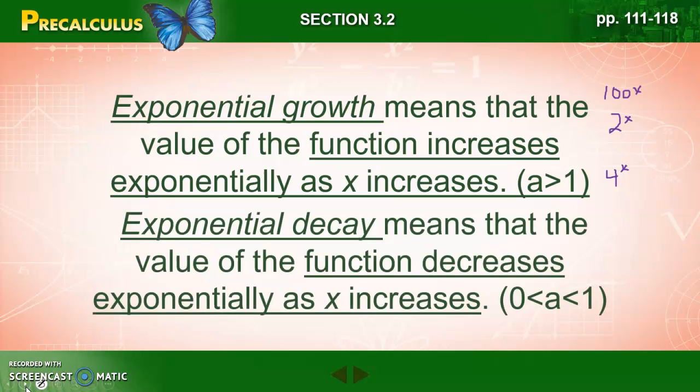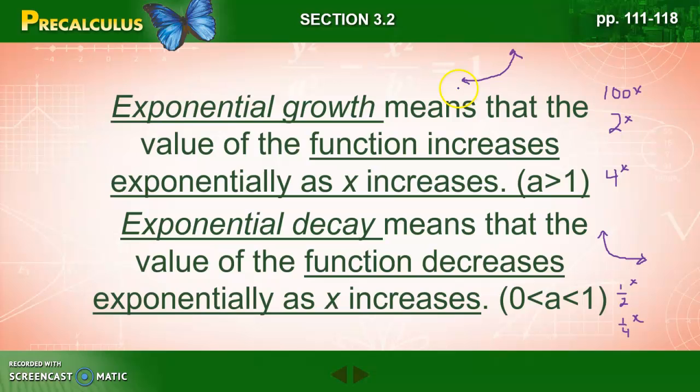Exponential decay means that the value of our function is decreasing exponentially as x increases. And our a here for exponential decay would be between 0 and 1, greater than 0 but less than 1. So this might look like 1/2 to the x power, or 1/4 to the x power. Those would represent decay. On a graph, exponential growth is going to take on this shape, and exponential decay is going to take on this shape.